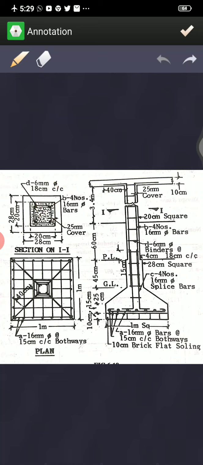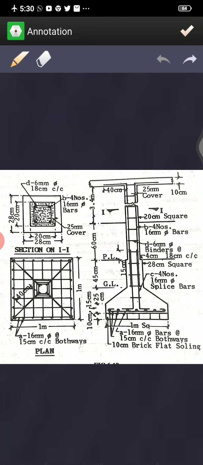You can differentiate the bars, as I said, this is the mesh. In the mesh you can see the straight bars, which we call type A bars, and they run in both directions. The second type of bar is the splice bar, which runs from the column base to the mesh, and this splice bar is going to be overlapped with the vertical column bar.